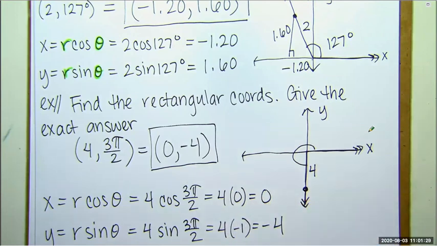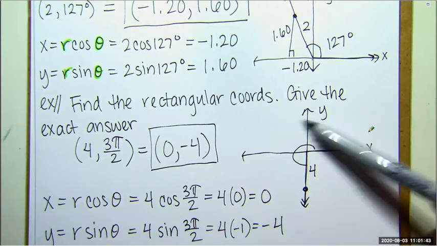Since you have your calculator out and you want to go ahead and try this in your calculator, you can type in 4 cosine of 3 pi over 2 and try 4 sine of 3 pi over 2. So again, we're back in radians, so make sure you have your calculator in radians, but you can get the 0 and the -4 from your calculator or by looking at this point visually.